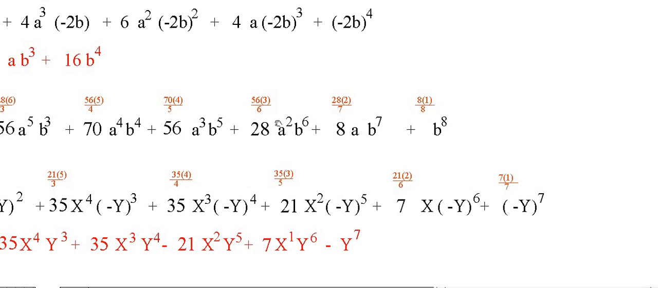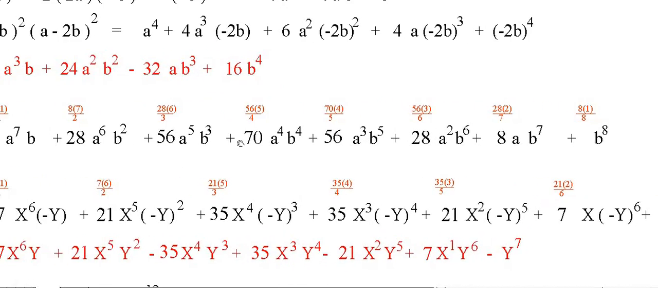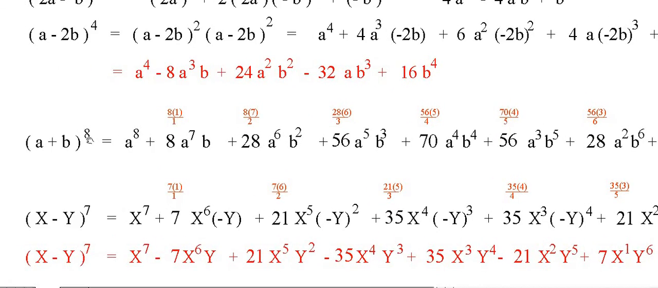Next, we have the 28. So this is equal to 56 times 3 divided by 6. Cancel the 3 and the 6, 2 here as denominator. 56 divided by 2 is 28. Next, 28 times 2 divided by 7. 28 divided by 7 is 4, times 2 is 8. Next coefficient here is 8 times 1 divided by 8, or just 1. So this is now the solution to the expansion of a plus b raised to the 8.